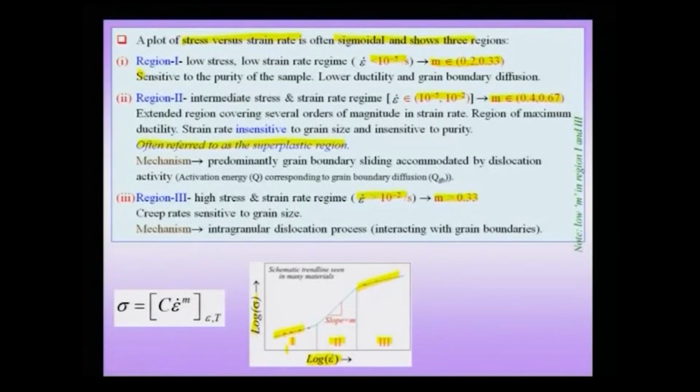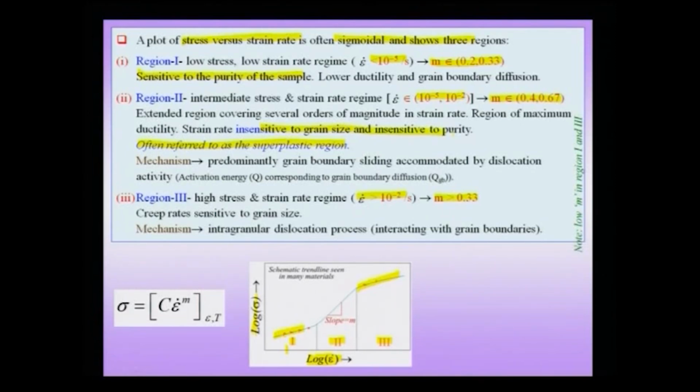The underlying mechanism between these regions also changes, and the sensitivity to purity of the sample also changes. For instance, in region 1 the sample purity plays an important role, it is very sensitive to sample purity, while in region 2 the material is not that sensitive to sample purity and grain size.